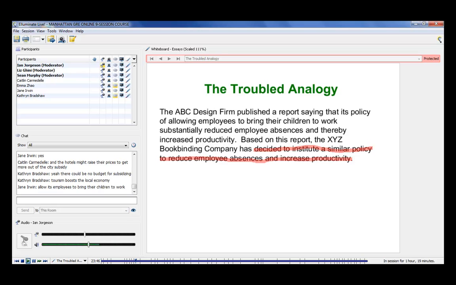Now, I don't have children myself, but I would think that bringing children to work might not actually make you very productive. But that's just me. Liz, what do you think? If you brought your kids to work every day, would you be more productive or less productive? Yeah, exactly. Why is XYZ doing this? What's the evidence? What's the premise that supports this policy?